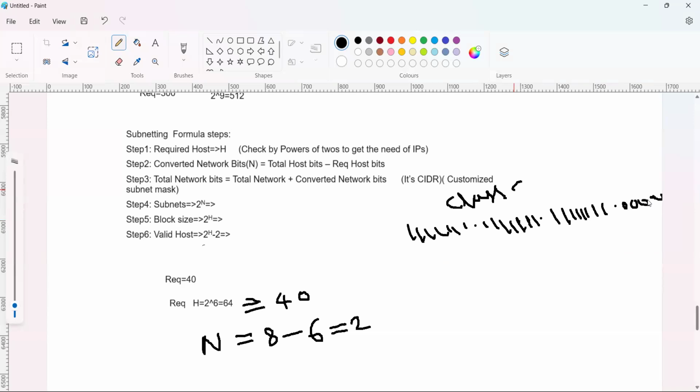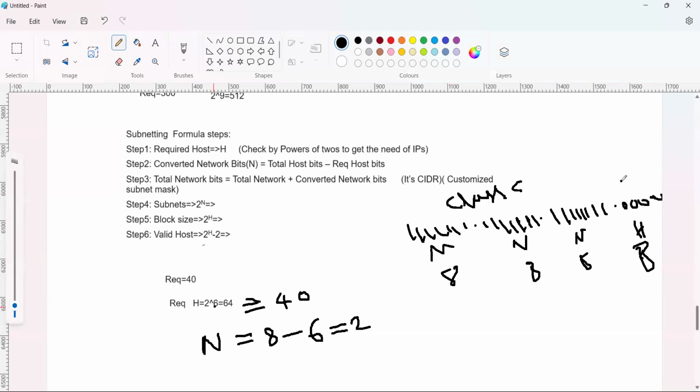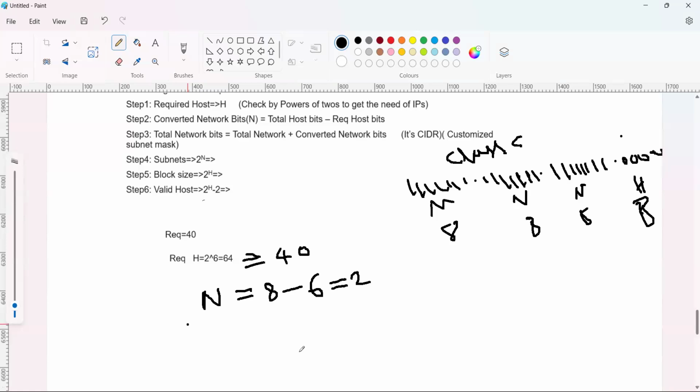It's actually a class C value. This is a network bit, and this one is a network bit, and this one is a network bit. This one is the host bit. So this is 8 plus 8 plus 8, and the host bits are the last 8. Total host bits are 8, and how much is required? 2 to the power of 6. So minus the required host bits, that much is n.